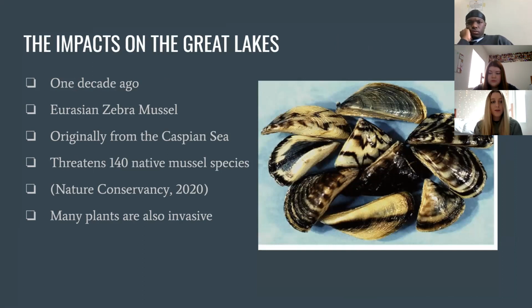About a decade ago, there was a ship that came from the Caspian Sea and dumped its water into the Great Lakes. The Eurasian zebra mussels were introduced. This organism threatened about 140 native mussel species, and this one species took all the resources, food, and living space that the native organisms already had. This made their living conditions very competitive. In addition to the Eurasian zebra mussels, many plant species have also been introduced by these ships and have become invasive. Examples of these include reedgrass, curly pondweed, cattail, and frogbit.